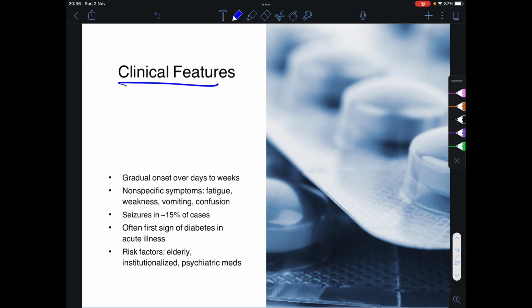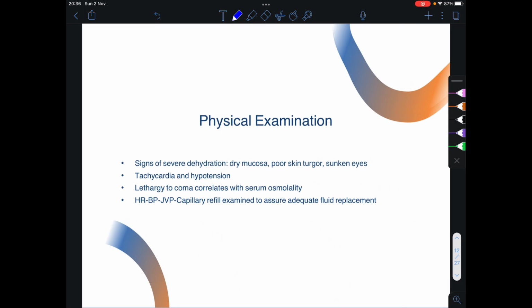Now, the symptoms of a patient with HHS are usually gradual over days or weeks. He'll probably feel very fatigued. Most of them are bedridden. They will present with, for example, confusion and vomiting, and this is because of the hyperosmolarity causing altered mental state and causing cerebral edema. They can even present with seizures, and risk factors include being elderly or taking psychiatric medications like antidepressants and antipsychotics.